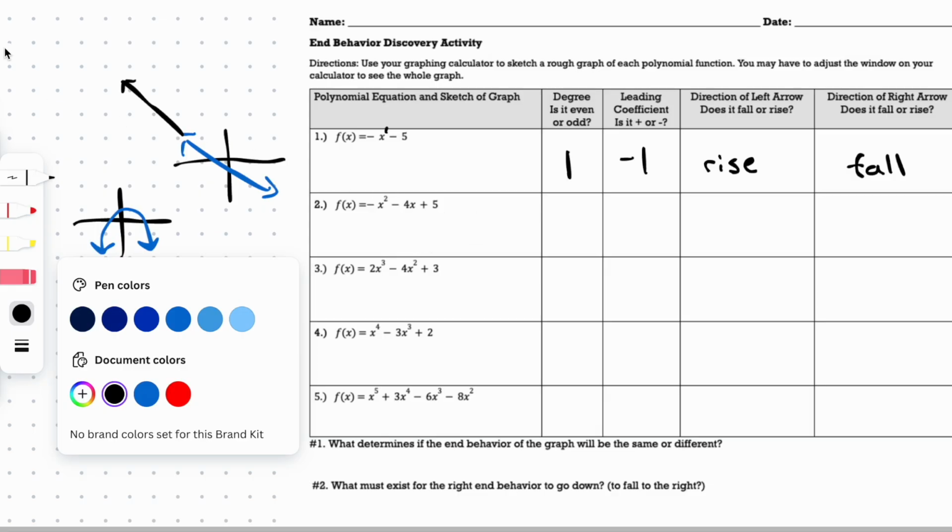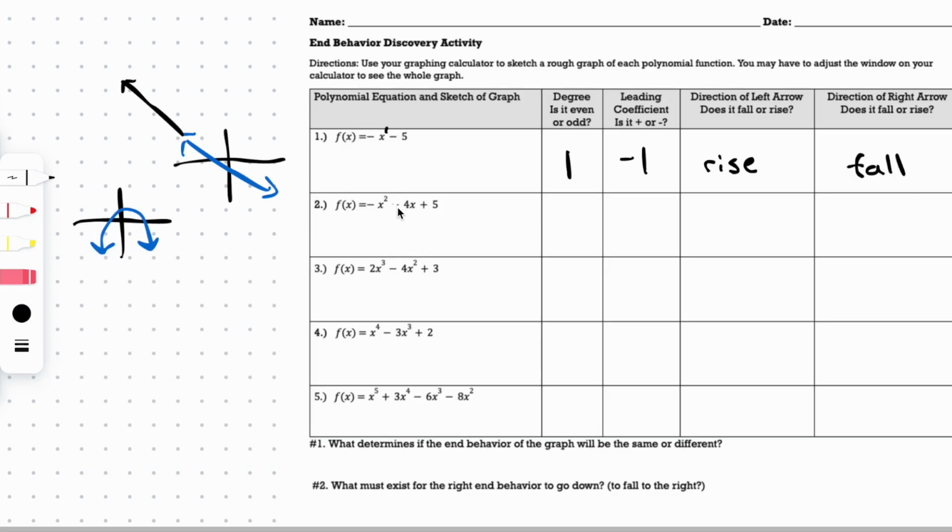Okay, so first, our degree. Well, our degree is our highest exponent. In this case, it's 2. So degree is 2. And it's even. My bad. Okay. Even. And this one, by the way, is 1, and it's odd.